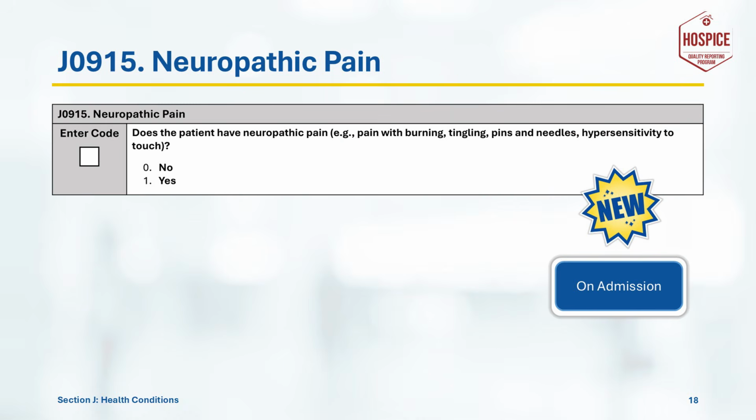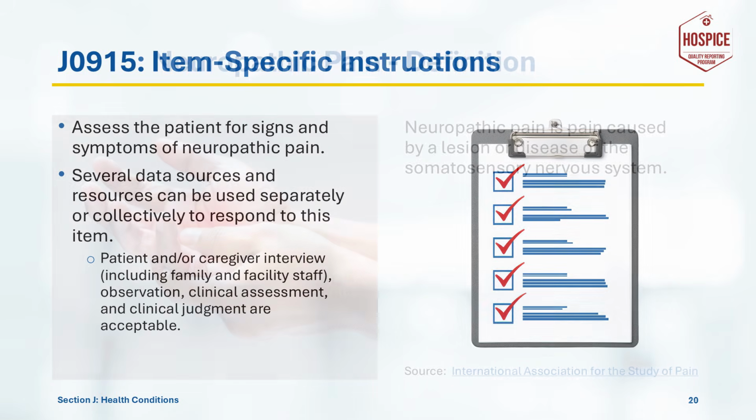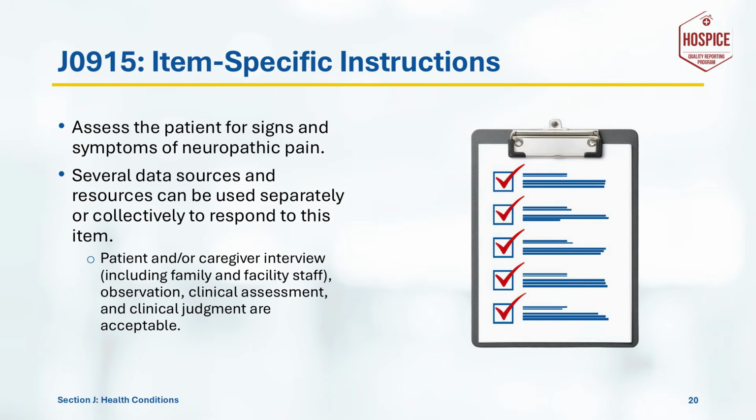The final pain item is new for HOPE, J0915, neuropathic pain. Like the other pain items, it is collected on admission. Here is the definition for neuropathic pain. Neuropathic pain is caused by a lesion or disease of the somatosensory nervous system. In addition to clinical assessment, the clinician can use patient, caregiver, or responsible party interview, observation, and clinical judgment to inform a response to this item.